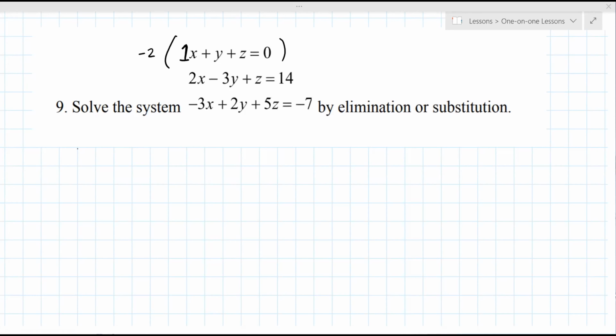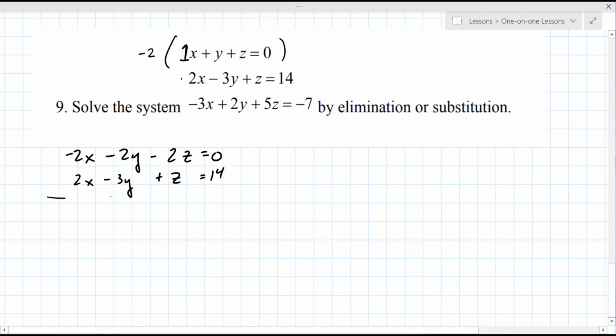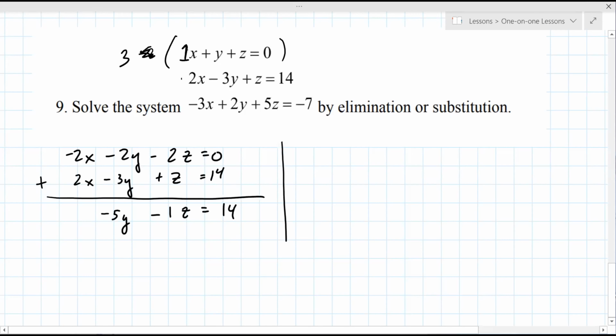So we got -2x minus 2y minus 2z equals 0. Then we have this equation here, 2x minus 3y plus z equals 14. If we add them together, you get minus 5y minus 1z equals 14. Is that okay? Any issues with that? Yeah. Okay, now if you multiply this first equation now by 3, you're going to get 3x to go with that 3x that I'm circling, and you can eliminate the x. So we're going to have 3x plus 3y plus 3z equals 0.